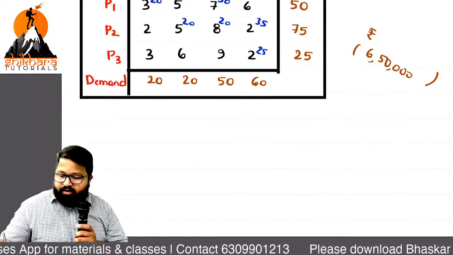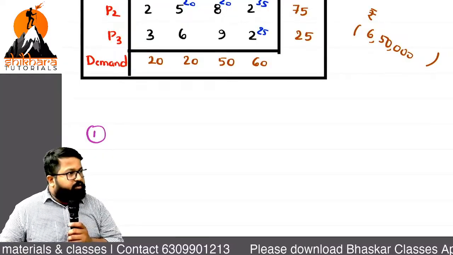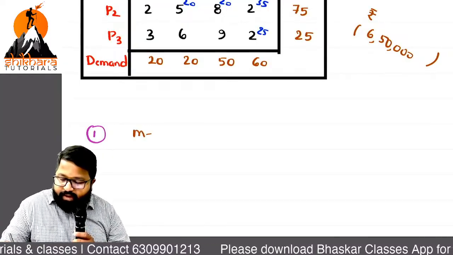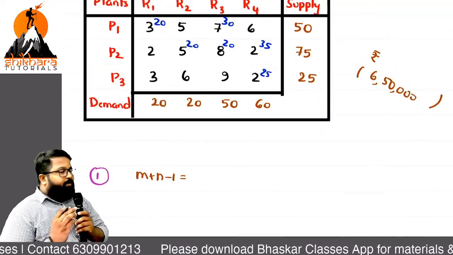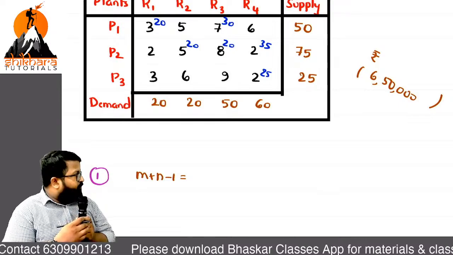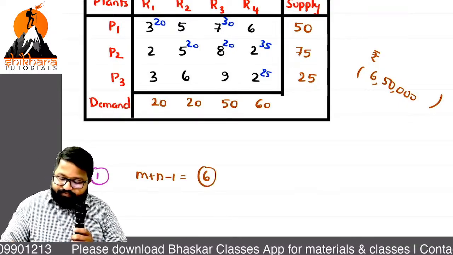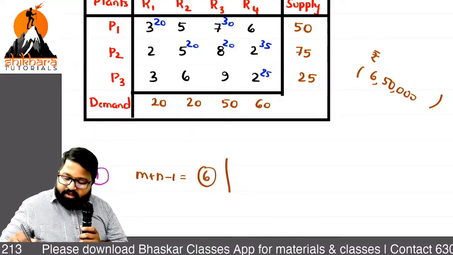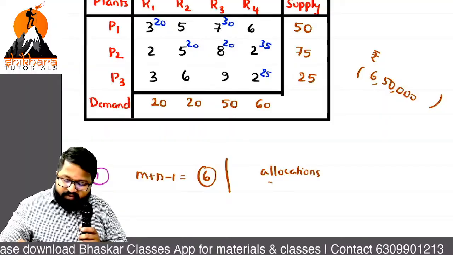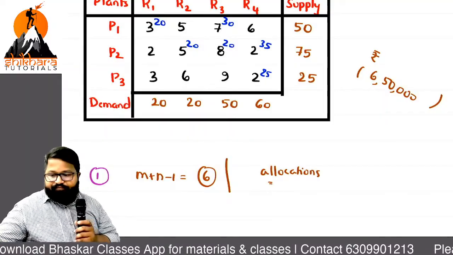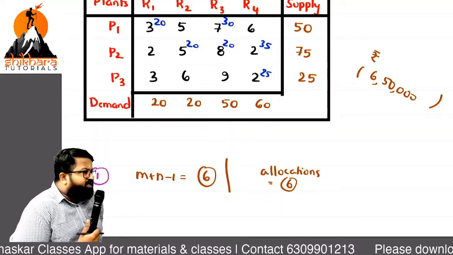What is that test known as? Degeneracy. Regarding the first test, whether it is qualifying or not, what is m plus n minus 1 in this case? The number of rows is 3, the number of columns is 4, so in total you are getting 6. And how many allocations are there? The allocations here are 6 in total. As both are equal, it is a non-degenerate solution.